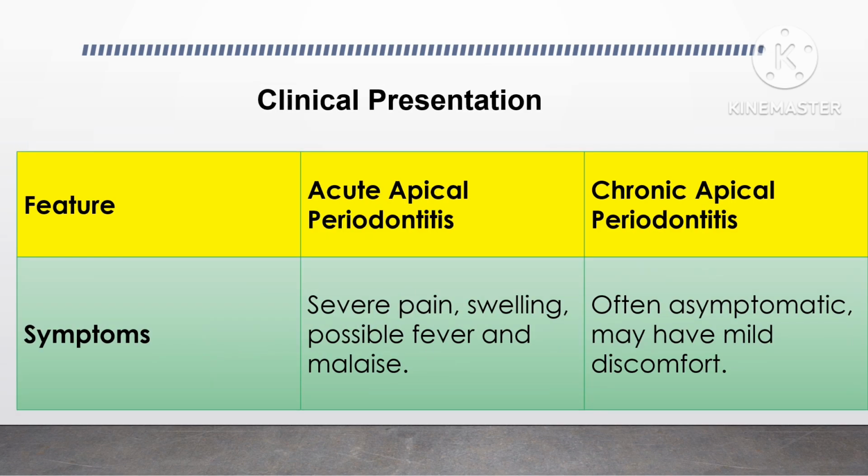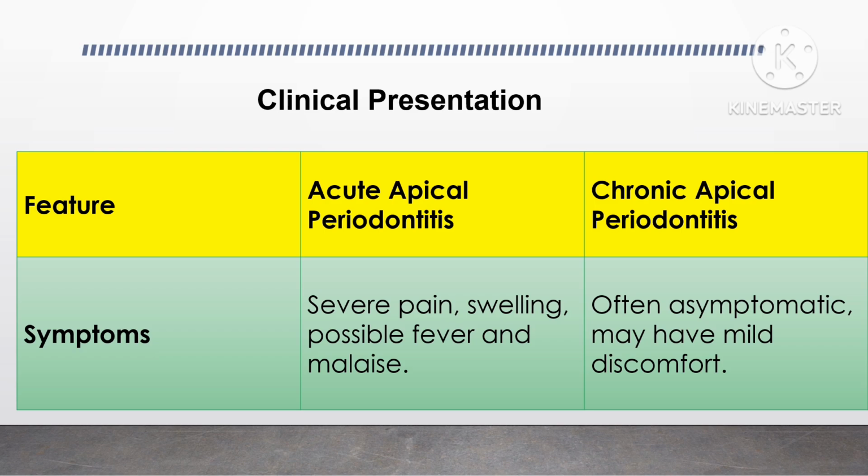In acute apical periodontitis, the patient may have a clinical symptom of sudden onset of severe pain. There may be tenderness or swelling in the periapical area. The patient possibly may have fever or malaise, which indicates a systemic involvement.